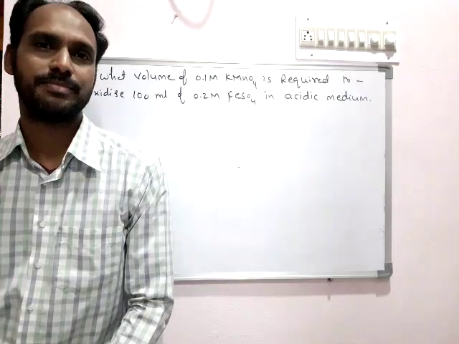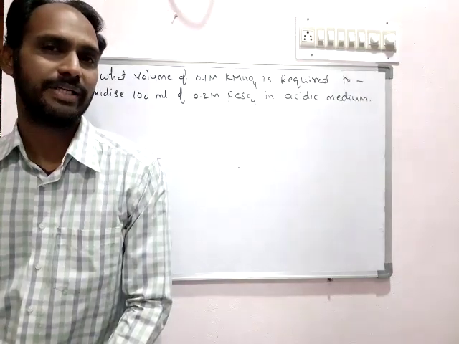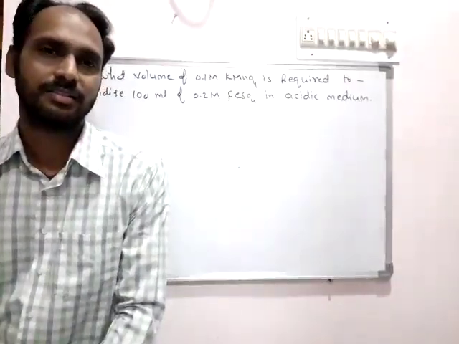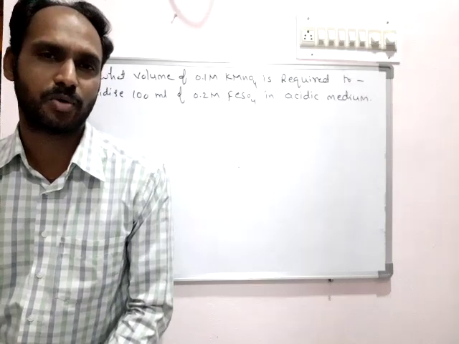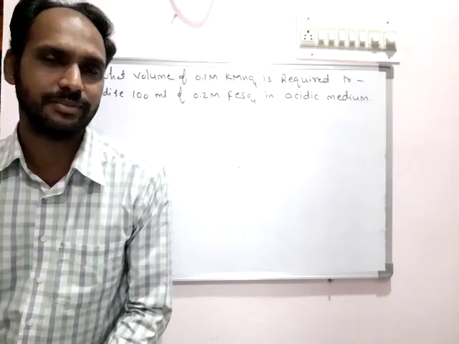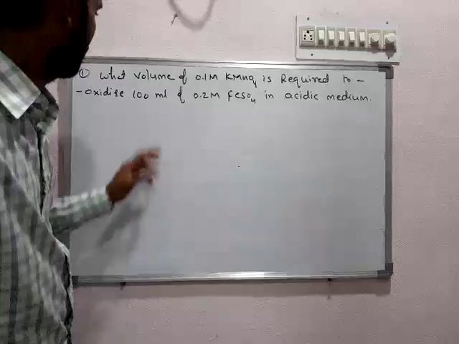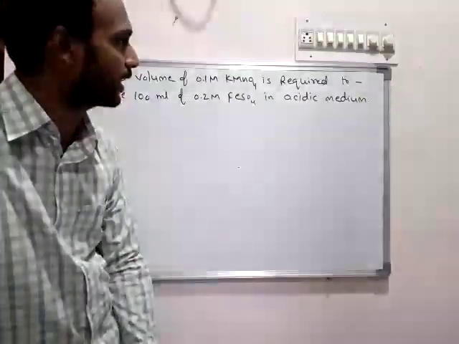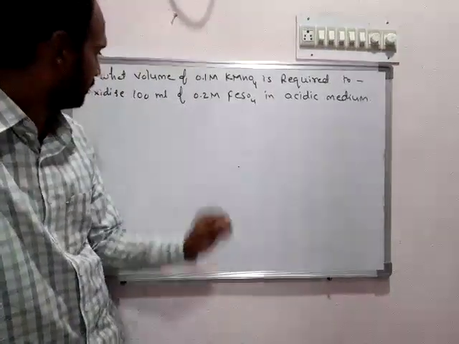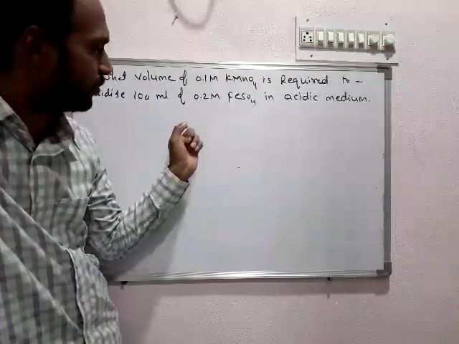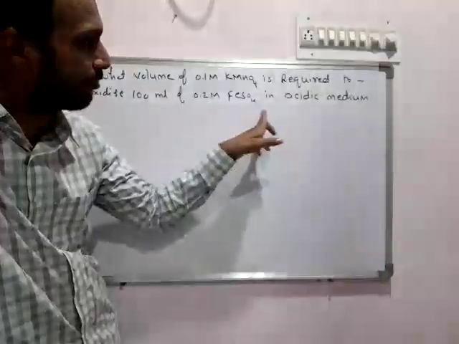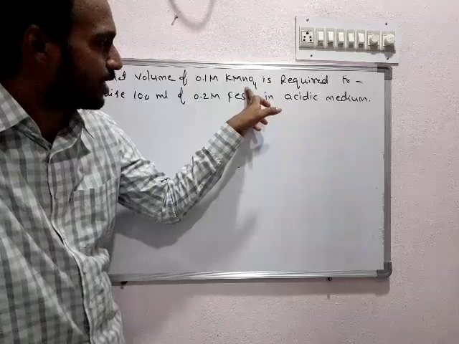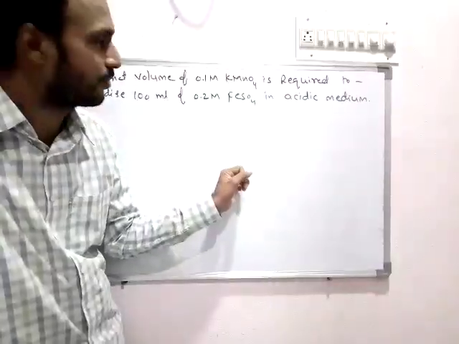So now we see the problems based on milli equivalents and their equivalents, which is a part of stoichiometric problems. Okay. So see the first one. What volume of 0.1 M potassium permanganate is required to oxidize 100 milliliter of 0.2 M ferrous sulfate in acidic medium? Here the KMnO4 acts as oxidizing agent.